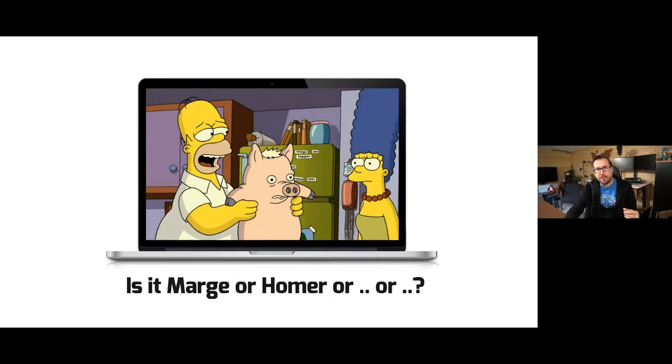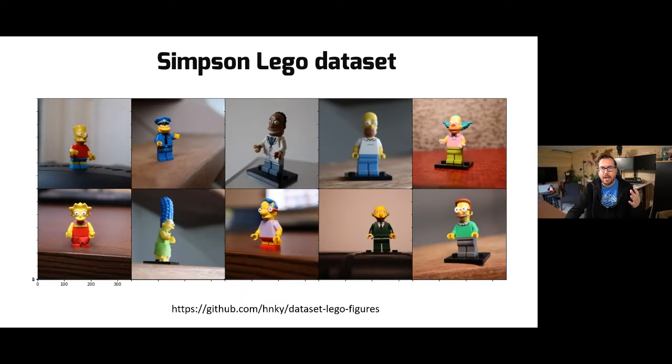For that, we're going to use PyTorch and my Simpsons Lego dataset. So you can download this dataset and play around with it yourself. It's available on my GitHub, GitHub/Henky/dataset-Lego-figures. It contains 10 classes of Simpsons Lego figures, and every class has around 50 images. Kind of the minimum you need to actually do this.